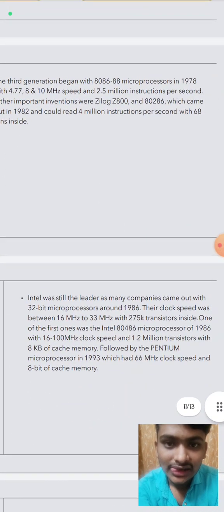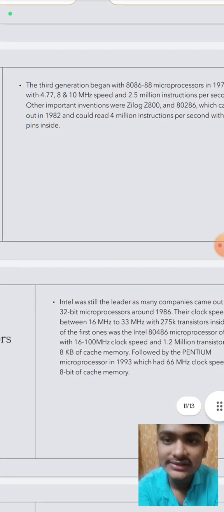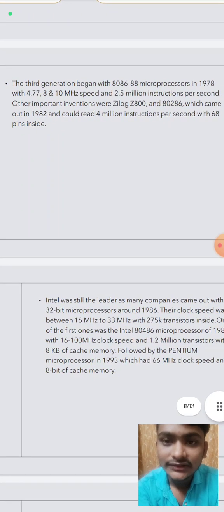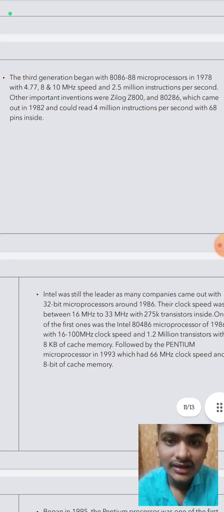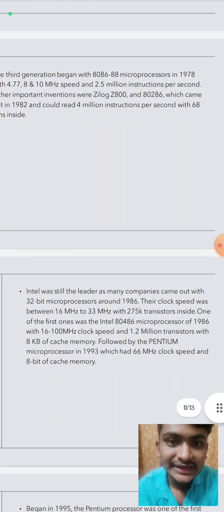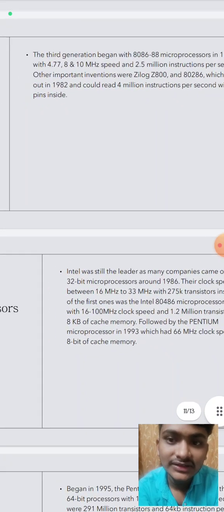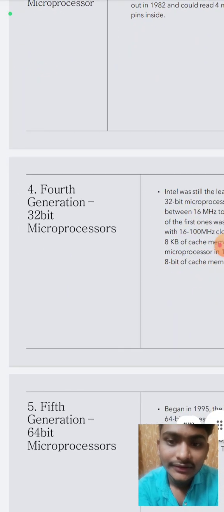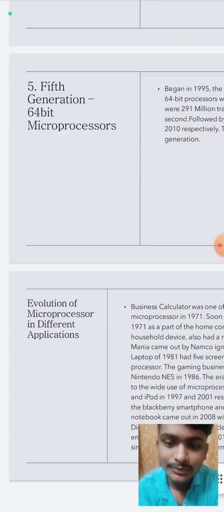Third generation. The third generation began with the 8086 and 8088 microprocessors in 1978 with 4.77 and 10 megahertz speed and 2.5 million instructions per second. Other important inventions were the Zilog Z8000 and 80286, which came out in 1982 and could read 4 million instructions per second with 68 pins inside. Fourth generation, 32-bit microprocessor. Fifth generation, 64-bit microprocessor.